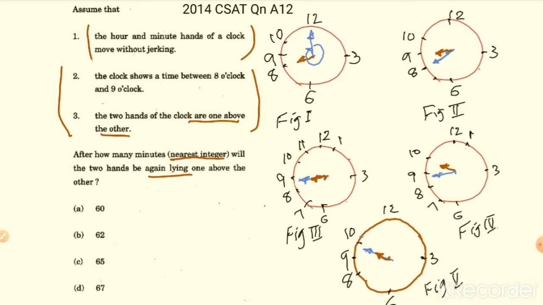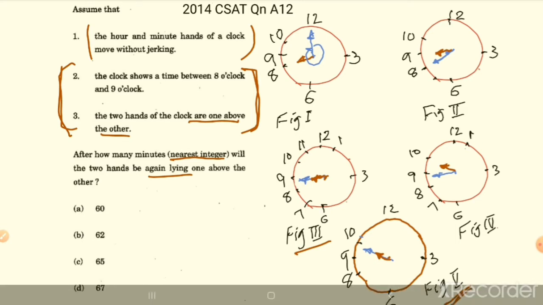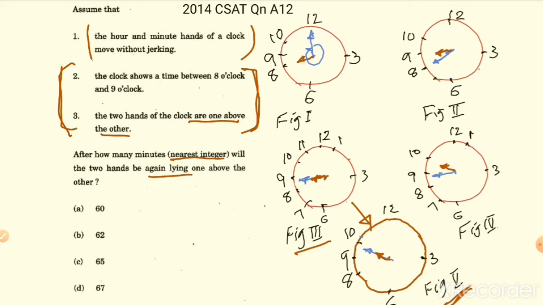So based on this second and third statement, the clock will be showing a time as in the figure 3, around 8:44. Then after almost 1 hour, between 9 o'clock and 10 o'clock, both hands will be showing again as in the figure 5. So we have to find how many minutes passed to reach figure 3 to figure 5.